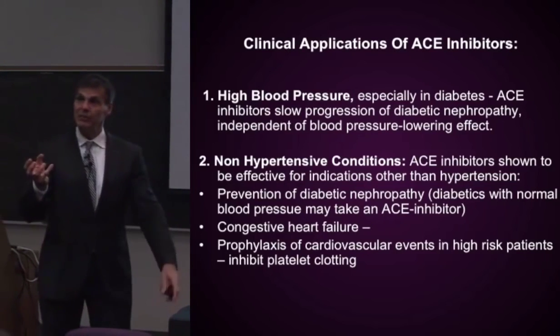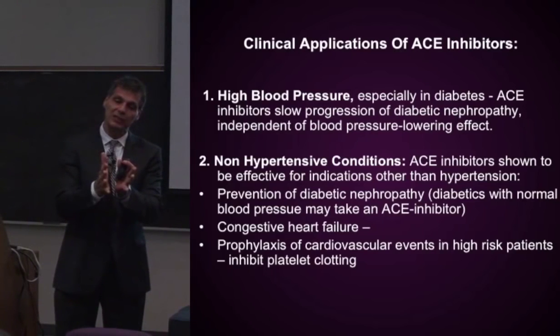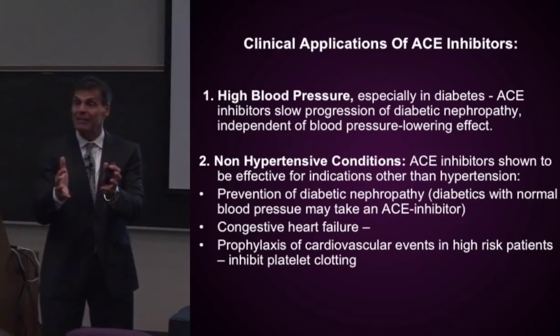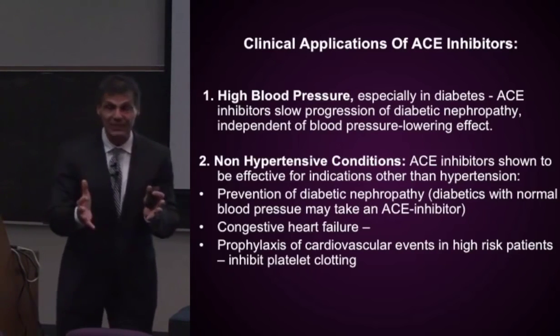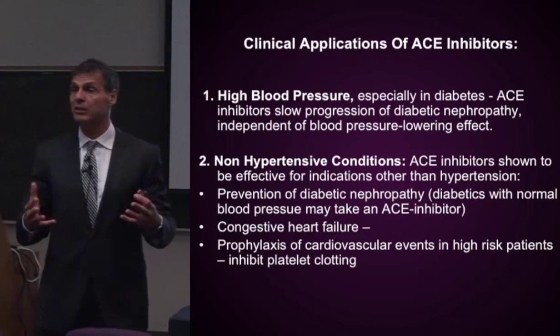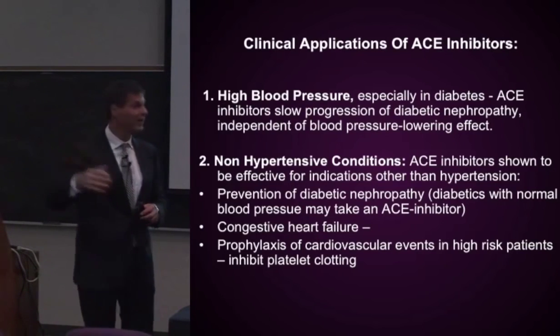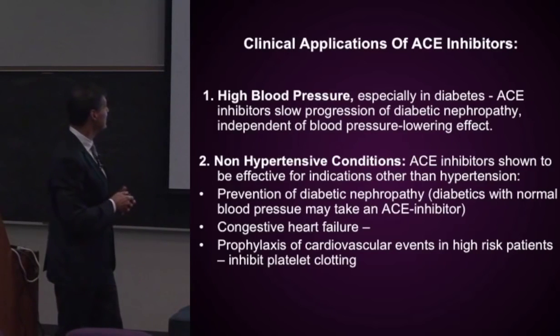And so ACE inhibitors have been shown to help decrease the progression of kidney failure in a diabetic if they have high blood pressure, and often even in a diabetic who doesn't have high blood pressure, ACE inhibitors are used just to block the progression of kidney disease. And so that becomes one of the secondary modes where it applies even for people that don't have high blood pressure, to stop diabetic nephropathy from progressing.